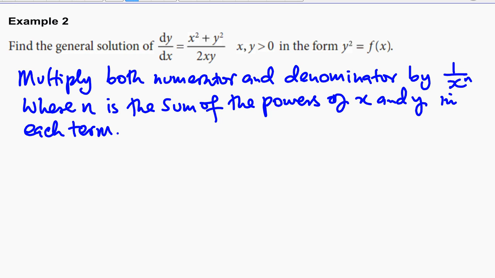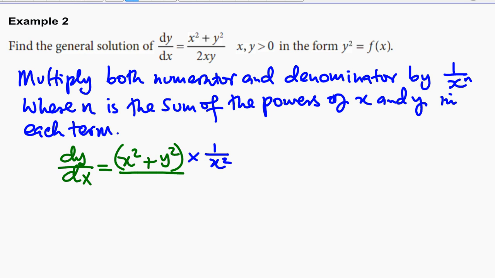What I just need to determine here is the highest power of each term here, which is 2. So I'll just divide both the numerator and denominator by 1 over x to the power 2. So I'll end up with dy over dx equal to x squared plus y squared, all multiplied by 1 over x squared, over 2xy multiplied by 1 over x squared.